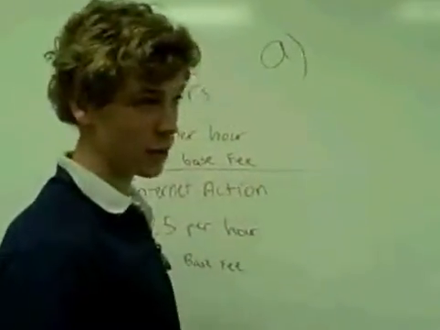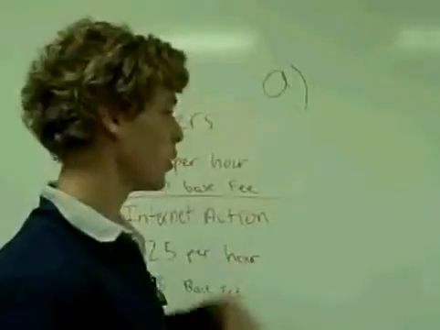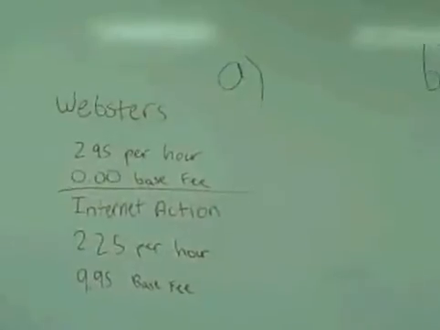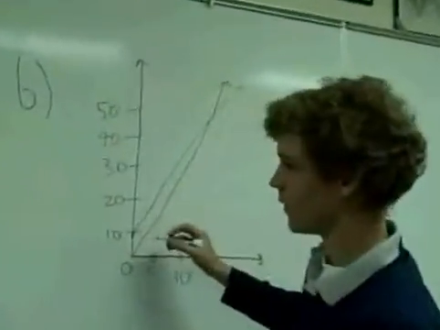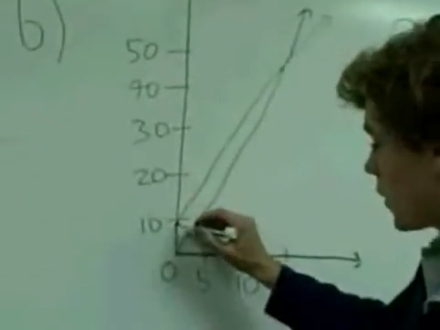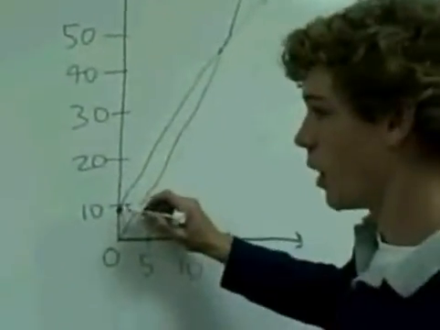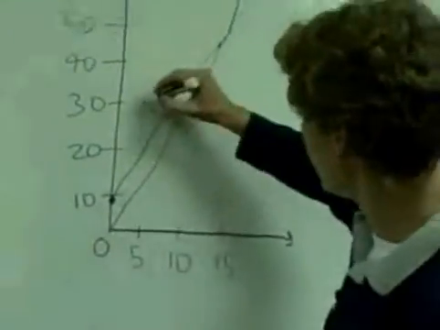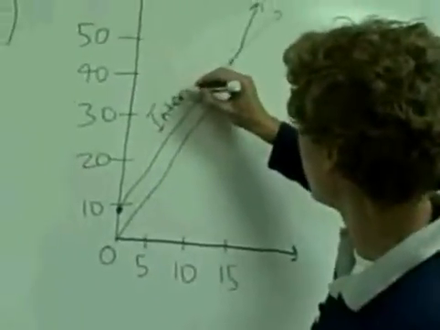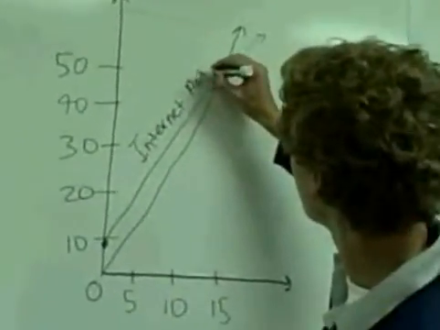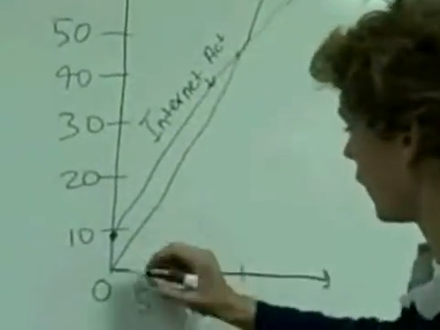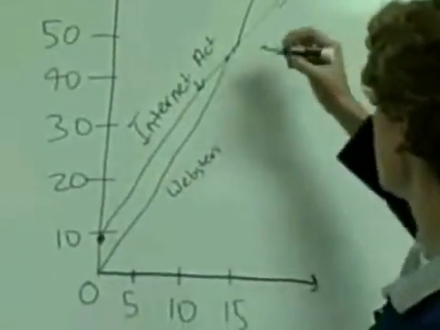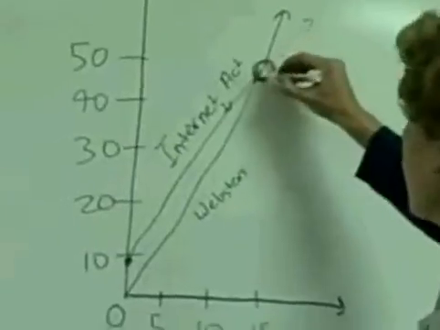After doing part A, where we have to write a system of two equations, moving to part B, where we graph the two equations. In part B, for Internet Action, the base fee, we start at 9.95 and go up $2.25 every hour, and this is the Internet Action line. Right here, and this is the Webster's line. And these two lines intersect at around here.